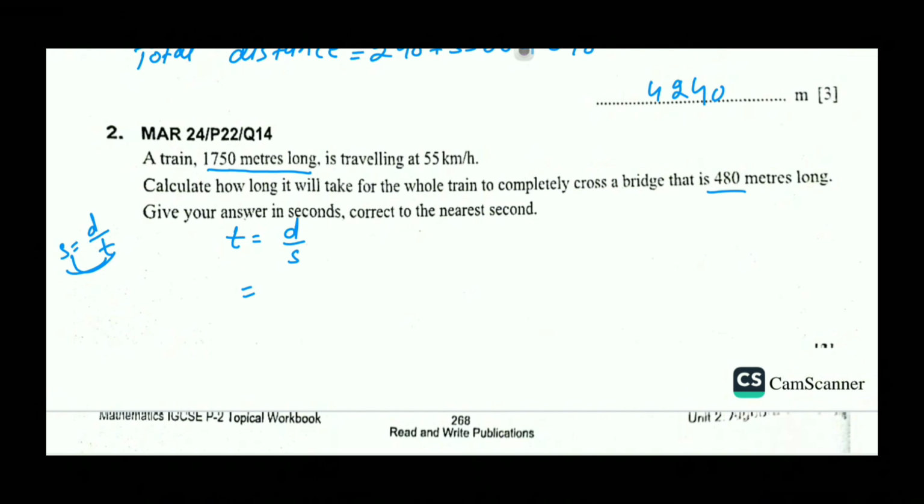So total distance will be 1750 plus 480. In these types of questions, you will add both lengths, the length of the train plus the length of the bridge. So this will be total distance over speed. What is the speed? 55 kilometers per hour. As you have to give your answer in seconds, correct to the nearest second, you have to convert this speed into meters per second. So how will we convert this speed?